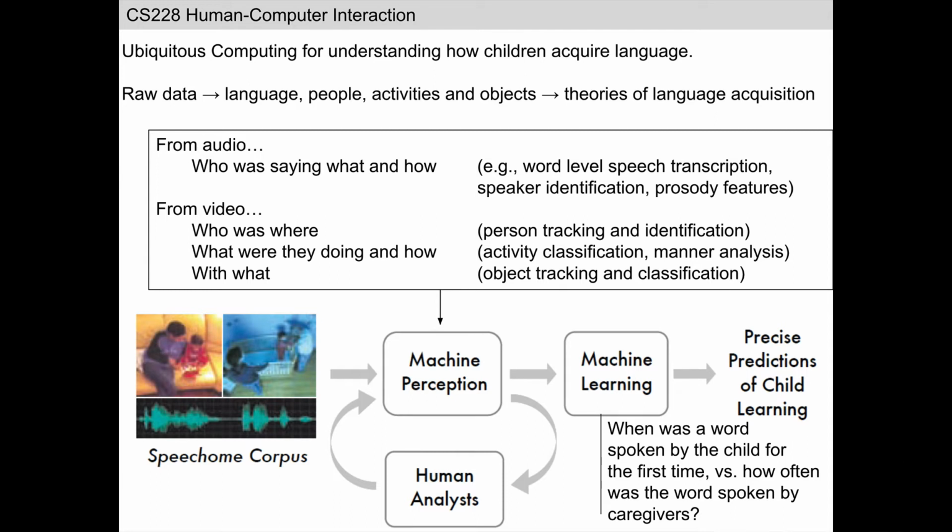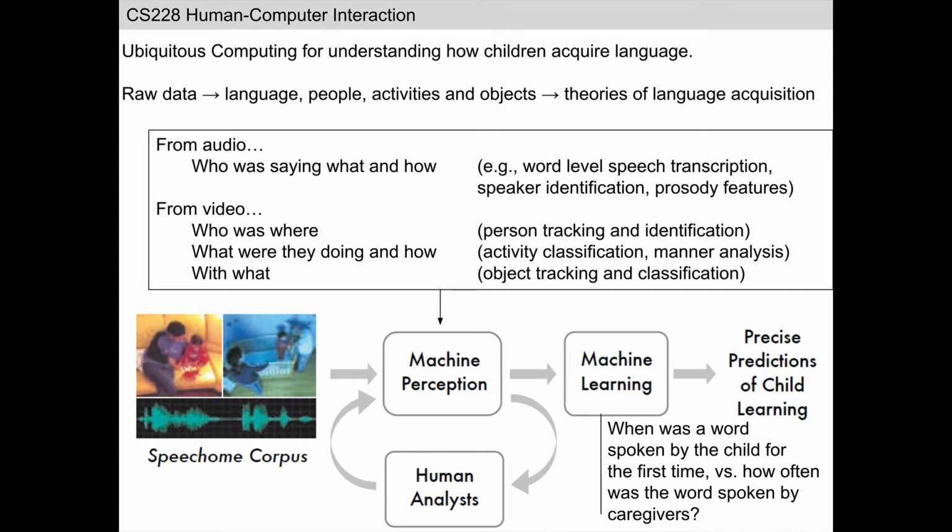And then from all of this data, as we dive into this data and look for correlations between when the child says words for the first time, so language acquisition, the birth of new words from the point of view of the child, correlations between those events and these events will support or disprove various theories we could dream up of language acquisition. Okay. So from the audio, we can pull out who was saying what and how.